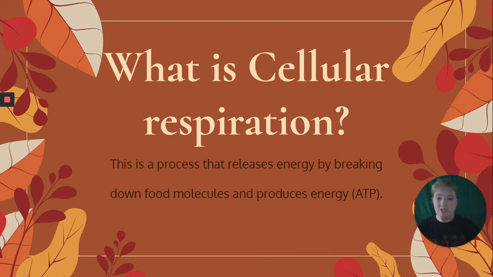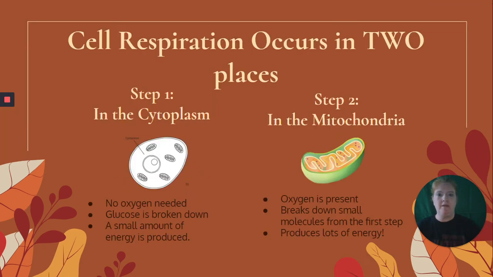So what is cellular respiration again? It's a process that releases energy by breaking down food molecules, usually glucose, and produces energy, or ATP. Want to know what ATP stands for? Adenosine triphosphate. Whoa. ATP, way easier to remember. And ATP is like the energy that cells can use. It's what they're able to actually use. Although glucose has energy in it, it's like having it in the bank and you can't spend it. You need to get it out. So cells need to change that energy into ATP so they can use it.